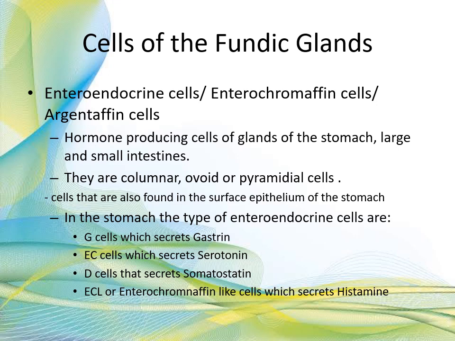We also have the enteroendocrine or the enterochromaffin or the argentaffin cells. They are hormone-producing cells of the stomach, large intestine, and small intestine. So in the stomach, the types of enteroendocrine cells are G cells, which secrete gastrin, EC cells, which secrete serotonin, D cells, which secrete somatostatin, and ECL or the enterochromaffin-like cells, which secrete histamine.